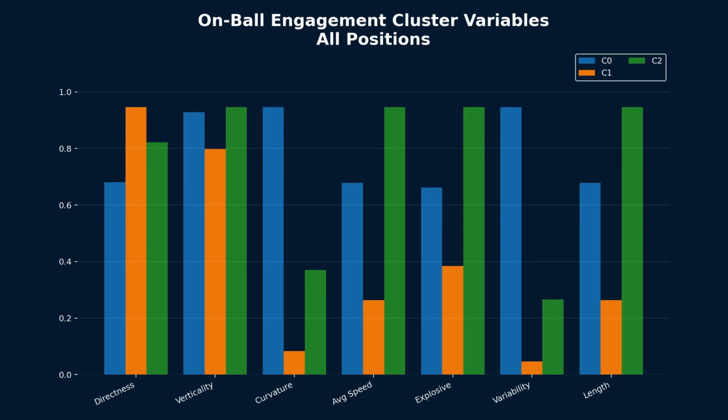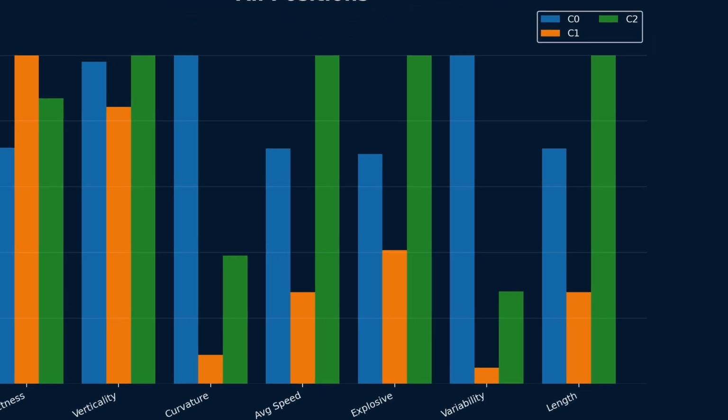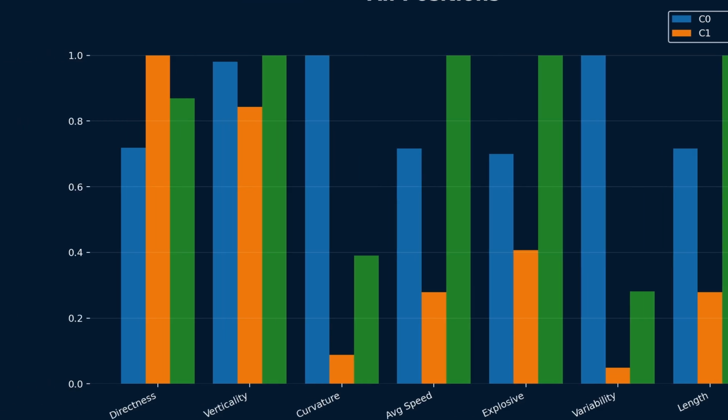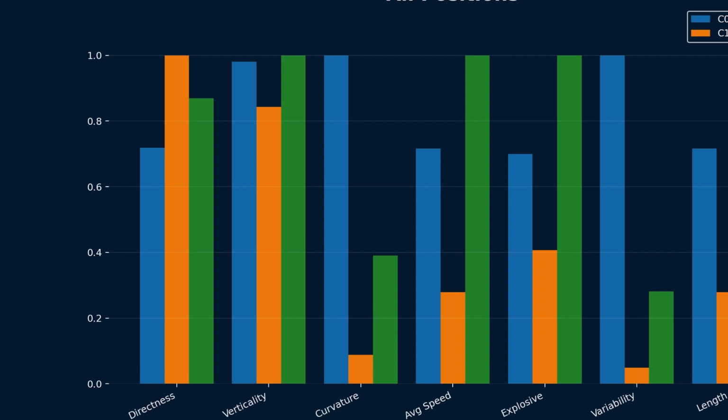What this really shows is that there are differences in how each position sprints. Our midfield sprinted the longest distance per sprint, and our defenders the shortest. Our midfield were also the fastest and the most explosive. The forwards had more curved runs and variability.